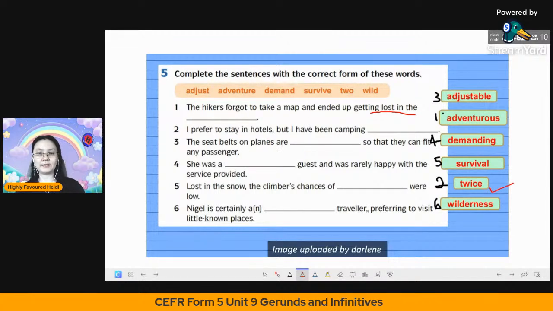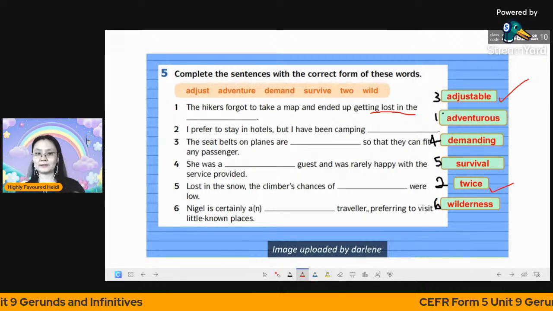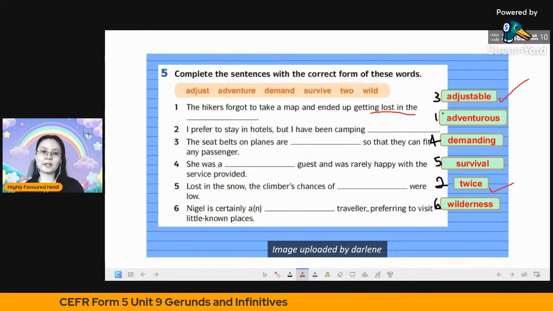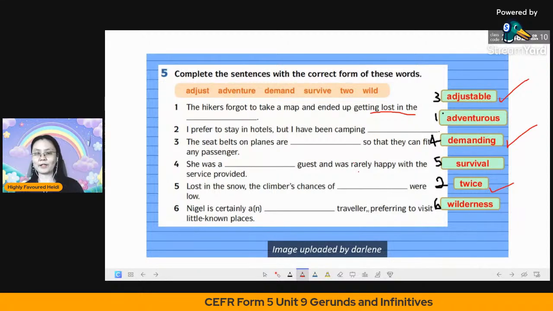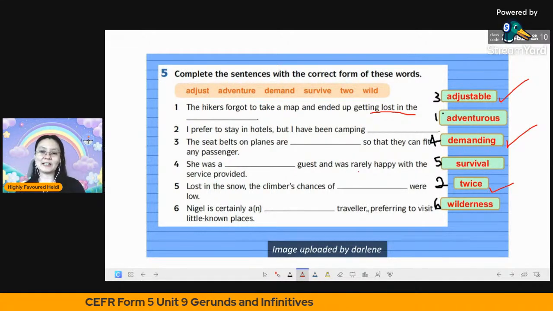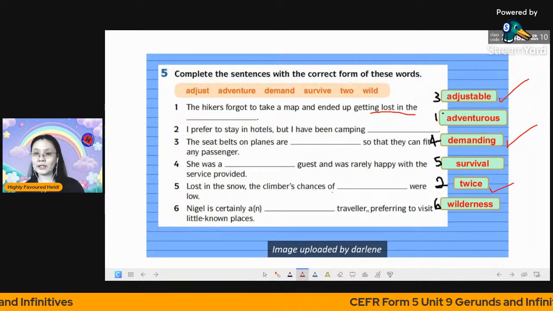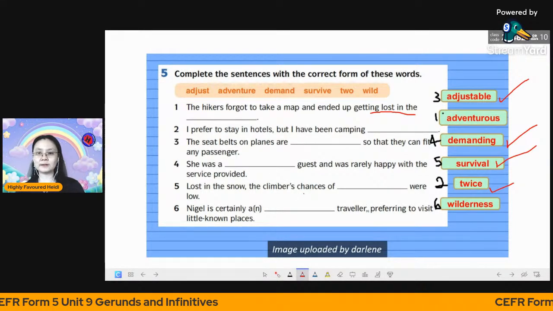Then the seatbelts on planes are adjustable. Yes, the word is adjustable. You can adjust so that they can fit any passenger. Don't care if you're fat, thin, average, or mediocre size, whatever. She was a what? Yes, demanding. If you are a very demanding person, most of the time you won't be very happy. Was rarely happy. Then lost in the snow, the climbers' chances of survival. Yes, survival. If you are lost in the snow, the chances of survival are very low.